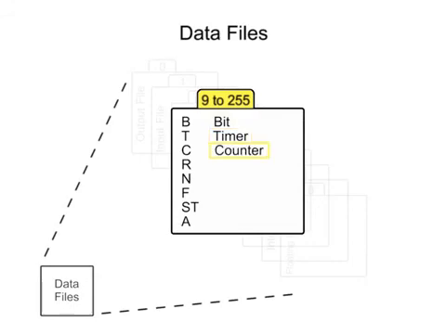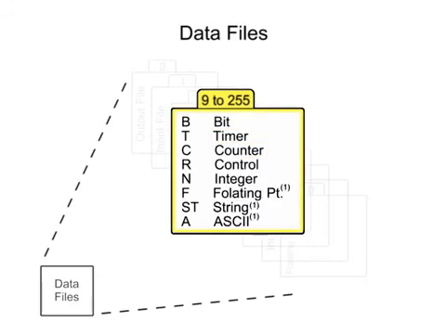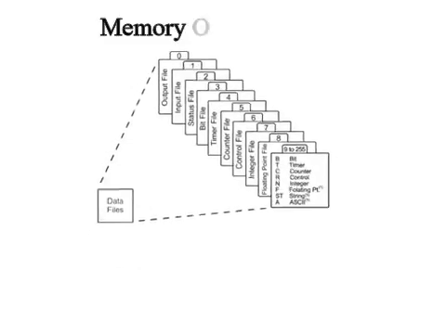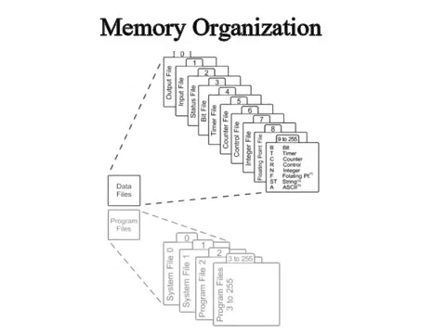integers, floats, etc. To summarize, the CPU memory contains program files which has the user-defined ladder logic program and the data files which stores the data associated with the ladder logic and the information about the input and output field devices.